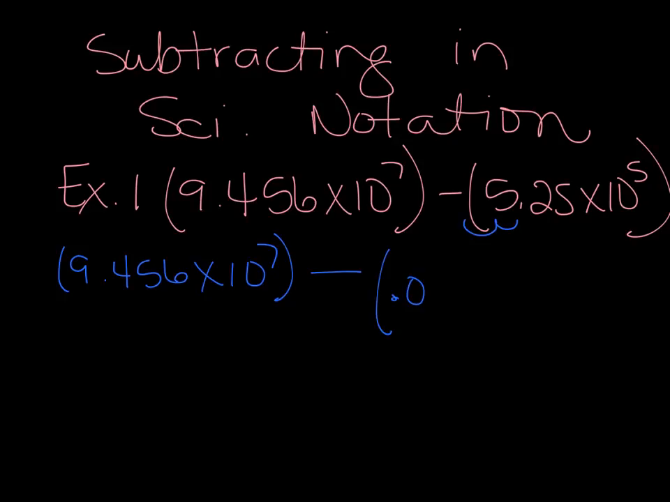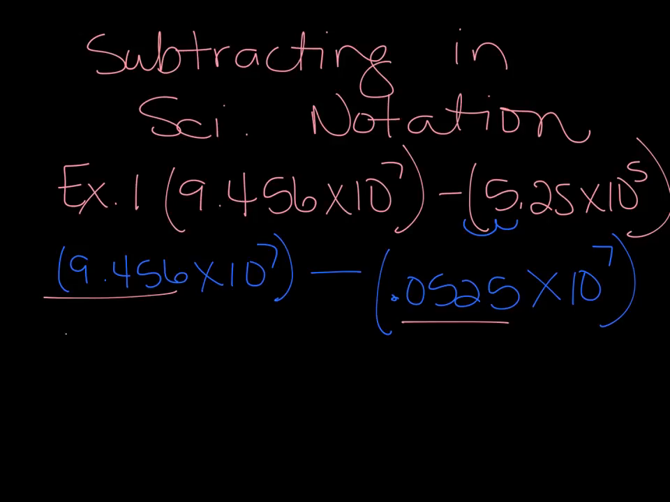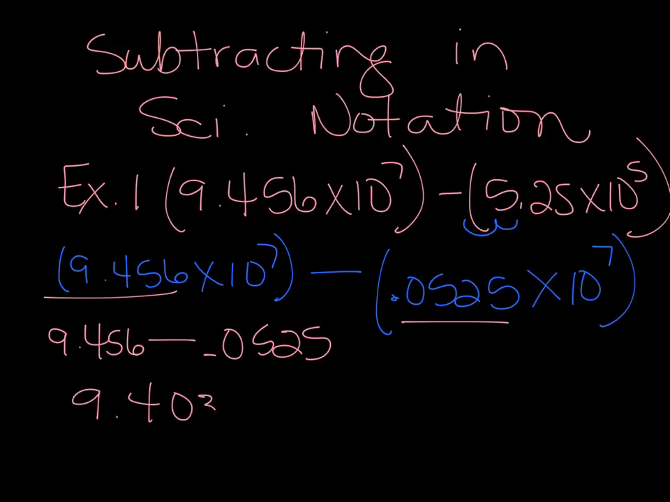So we get 0.0525 times 10 to the 7th. All right, so now we've got the same exponents. Next thing we're going to do is take the two numbers in front, 9.456, and we're going to subtract now, minus 0.0525. When I do that on the calculator, I came up with 9.4035, and then times 10 to the 7th. And again, the power stays the same once you've gone to the highest power.